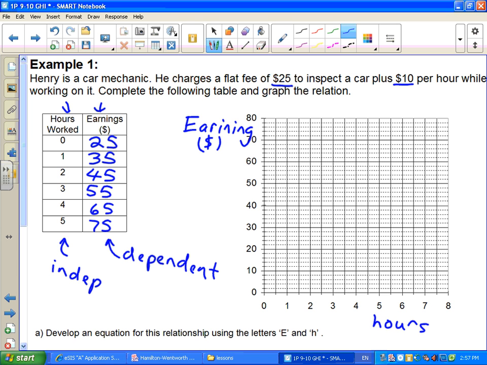And then we want to plot these points. We've got 0, 25, so we go over 0, up 25. We've got 1, 35, over to 1, up to 35, 2, 45, 3, 55, 4, and 65, and finally 5 and 75. Now, what kind of a relation do we have here? We can tell just by looking at it. Is this going to be a linear or a nonlinear relationship?